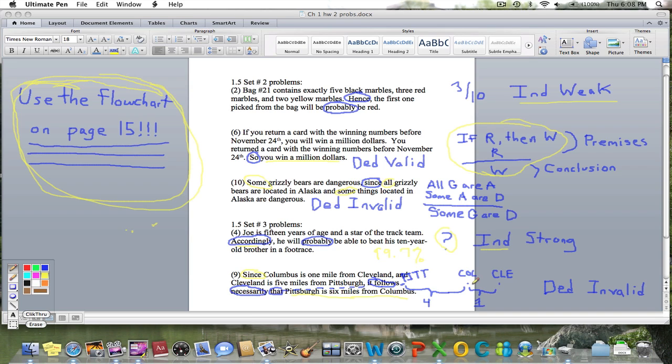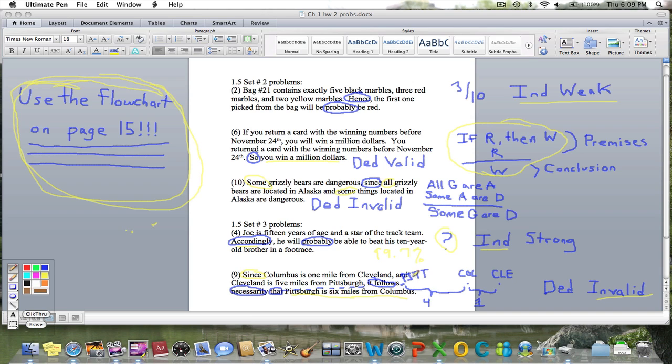We could have the premises true. I have Columbus and Cleveland 1 mile apart. And I also have Cleveland as 5 miles from Pittsburgh. 4 plus 1 is 5. But in this case, it is not so that Columbus is 6 miles from Pittsburgh, or Pittsburgh is 6 miles from Columbus. Those are the same claim logically. In fact, they're 4 miles apart. They don't have to lie in a straight line either, so we have all kinds of numeric possibilities in this case. Reasoning's no good. The argument is deductive, invalid.